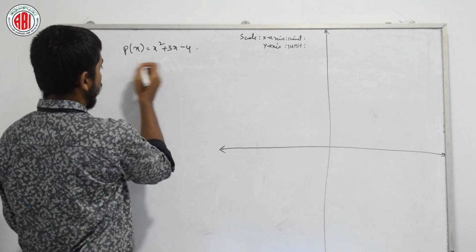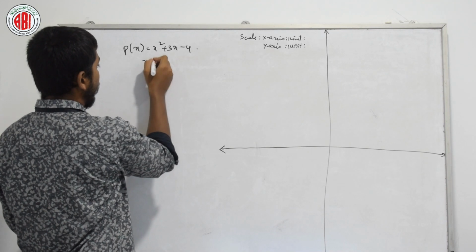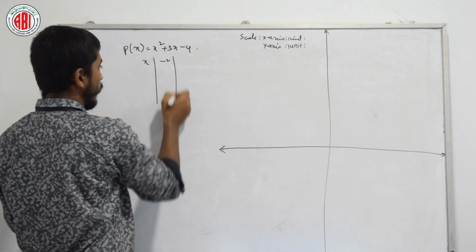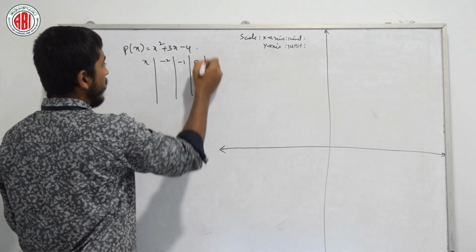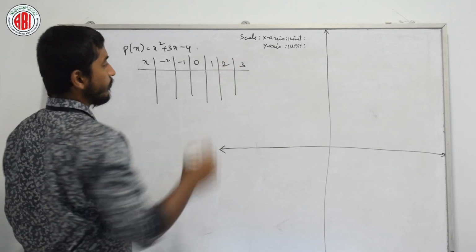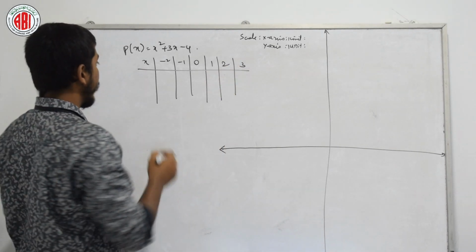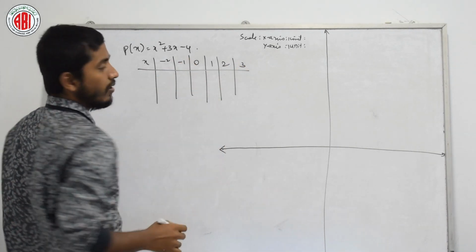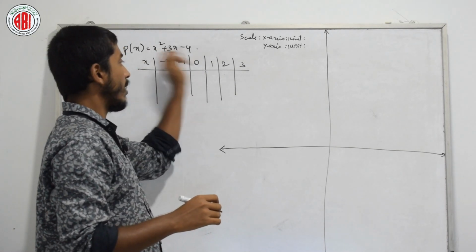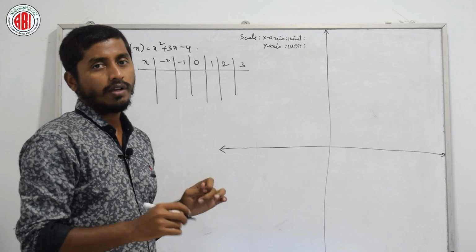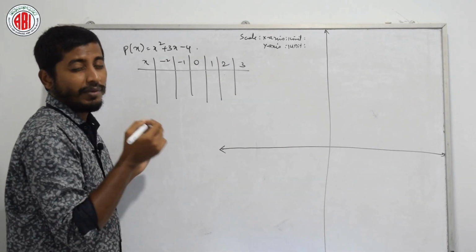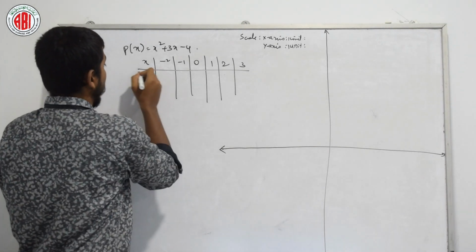Now, let us do it like this. We can have different values of x. Let us start with -2, -1, 0, 1, 2 and 3. Let us find all these values. Just substitute -2, -1, 0, 1, 2 and 3. If you don't understand, let us make it simpler by doing it like this.